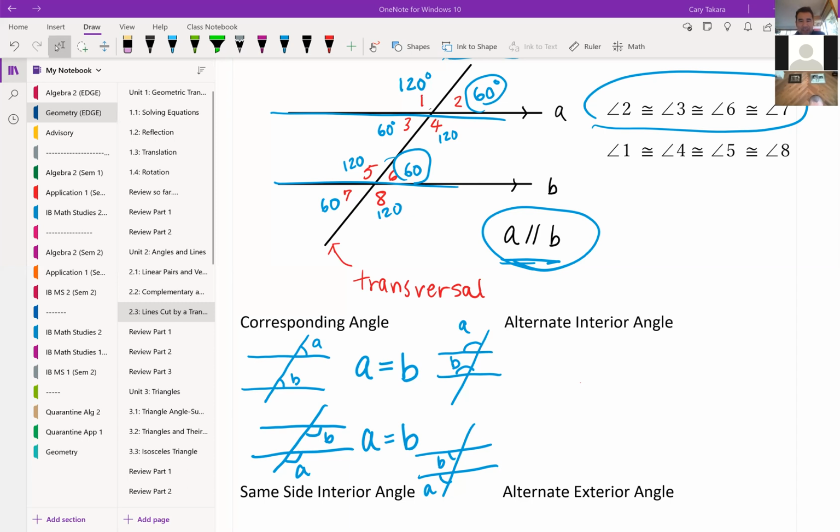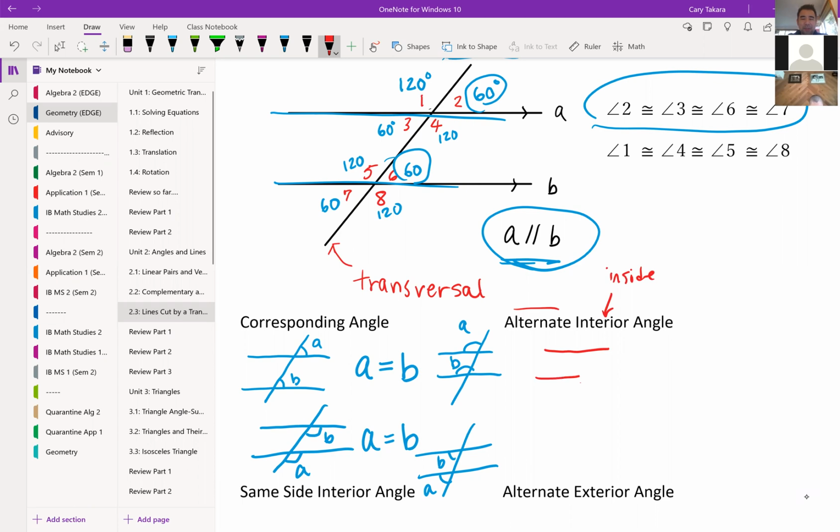Is everybody okay? Now let's move on to the alternate interior angles. Okay. Now what is that? Again, it's just a little fancy name, right? But it's alternate interior angles. Interior means inside, right? And then alternate means one is on the left, one is on the right. That's what alternate interior angle is.